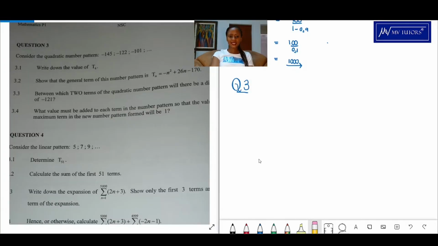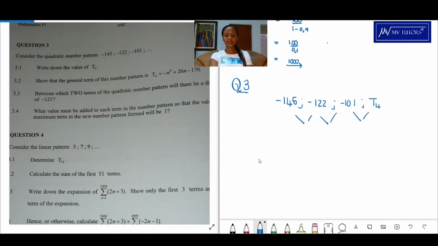Consider the quadratic number pattern, -145, -122, and -101. Okay, so let's just write those values down and then see. So 3.1 already, they're asking what the fourth term is. So now we need to have a look at the trend here. We know already it is a quadratic pattern. All right, so we know that we have a first difference. Okay, this will be T4.